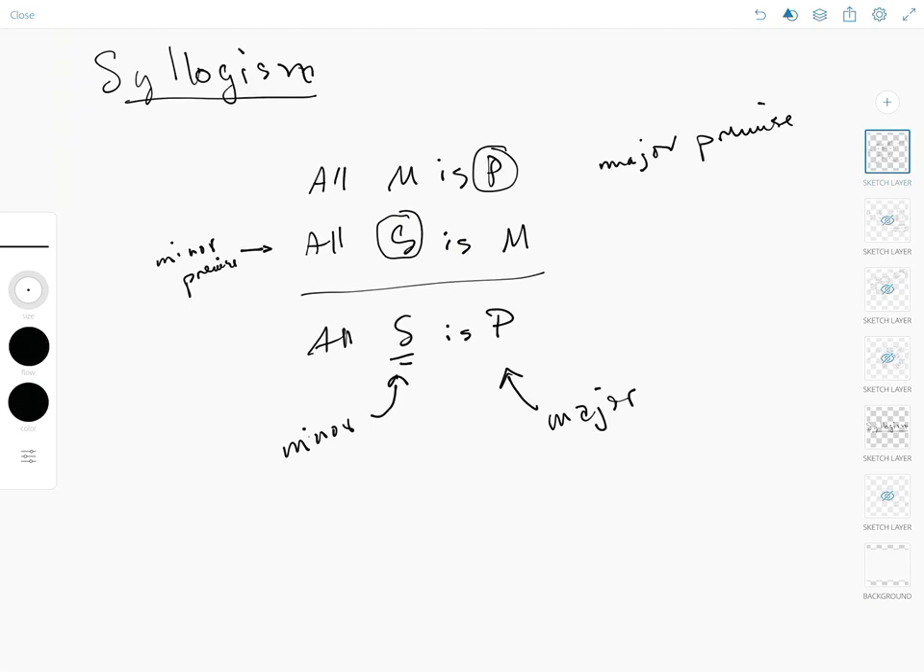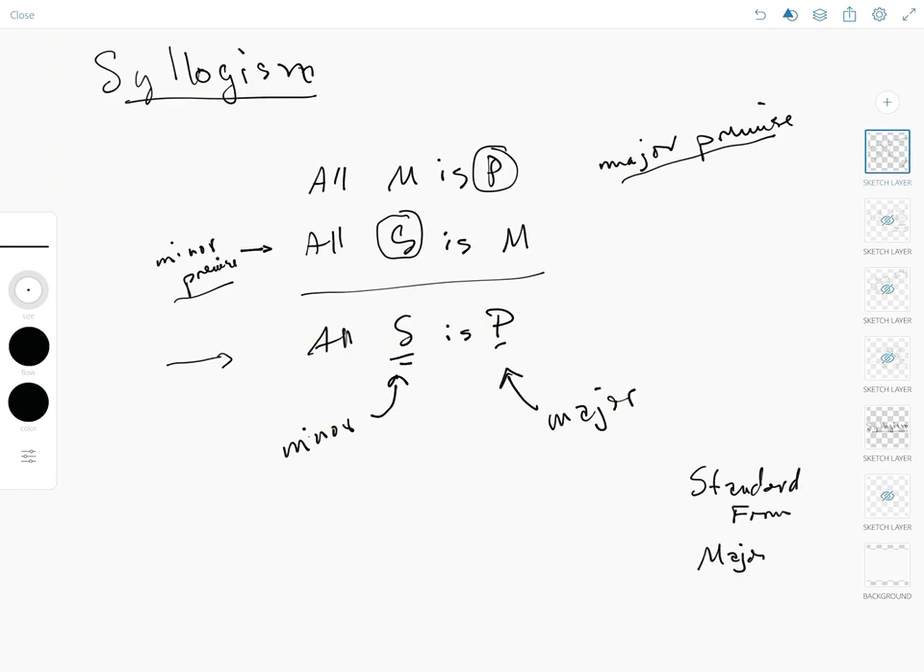The major term then appears always in the conclusion because that's our naming convention, starts with the conclusion, and it appears in the major premise. Standard form for a syllogism is to have the major premise first, the minor premise second, and the conclusion. So that's the way the standard form, so let's look at that, standard form.